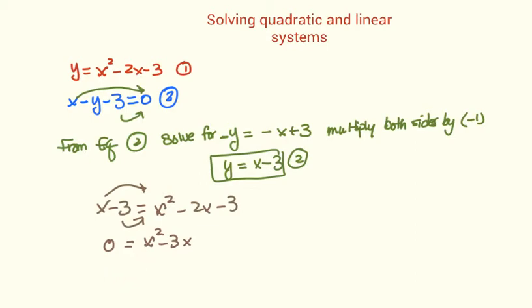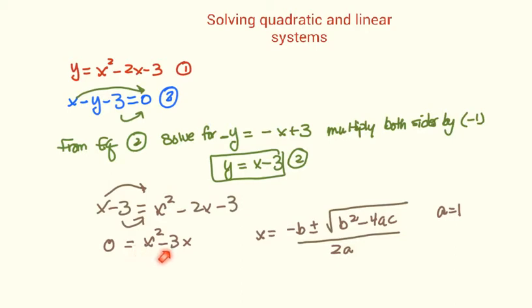Now we can solve this using the quadratic formula, where x is equal to minus b plus or minus the square root of b squared minus 4ac, divided by 2a, where in this case a is equal to 1, b is equal to minus 3, and c is 0.